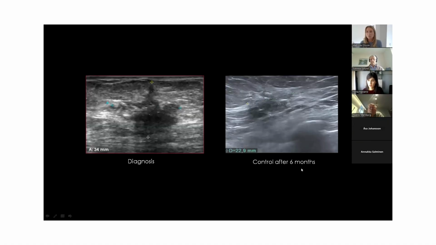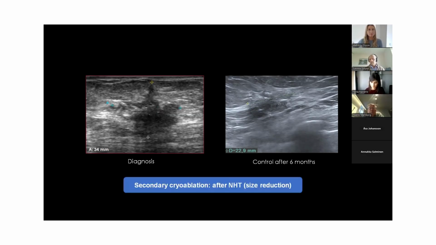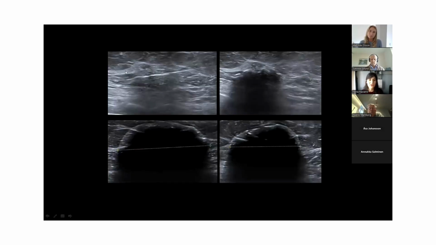So this is 6 months after just hormonal therapy. You see the lesion is smaller, measuring 23 millimeters. So this was perfect time to do the cryoablation. That would be a secondary cryoablation. This is the procedure, the lesion, our needle, and as always, the ice ball surrounding perfectly the lesion.